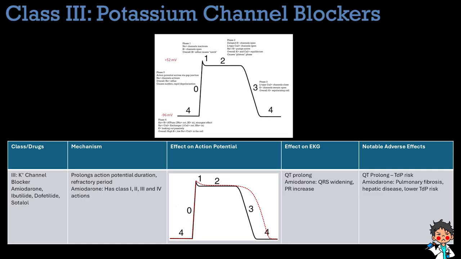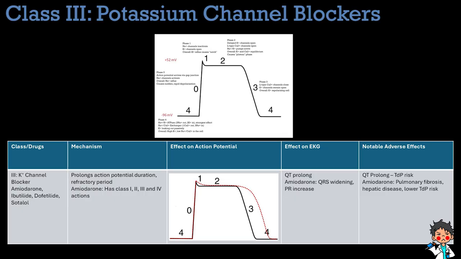Now, while we're talking about the class 3 antiarrhythmics, I feel the need to single out amiodarone because USMLE seems to really like asking about amiodarone, at least more so than a lot of the other class 3 antiarrhythmics. So as I mentioned with some of the class 1 antiarrhythmics, you can't pigeonhole a lot of these drugs because amiodarone, even though it's classified as class 3, it actually has effects as a class 1, 2, and 4 antiarrhythmic as well.